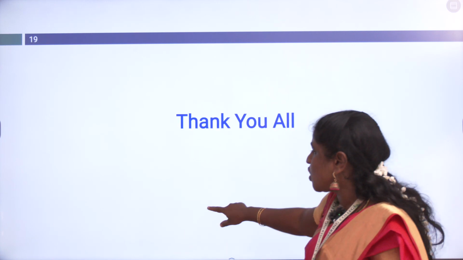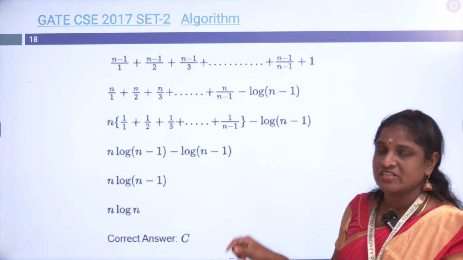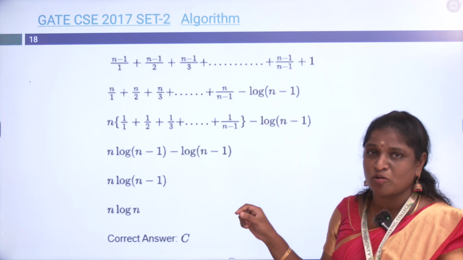So this is all about the asymptotic worst case on time complexity and space complexity.